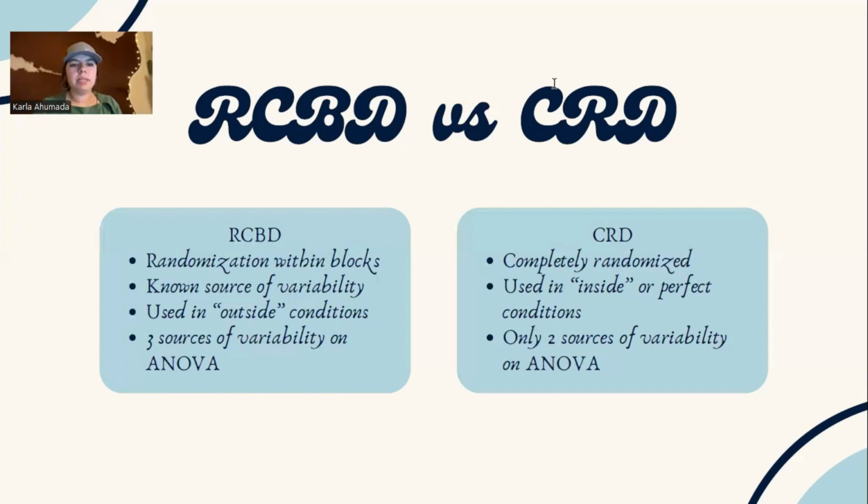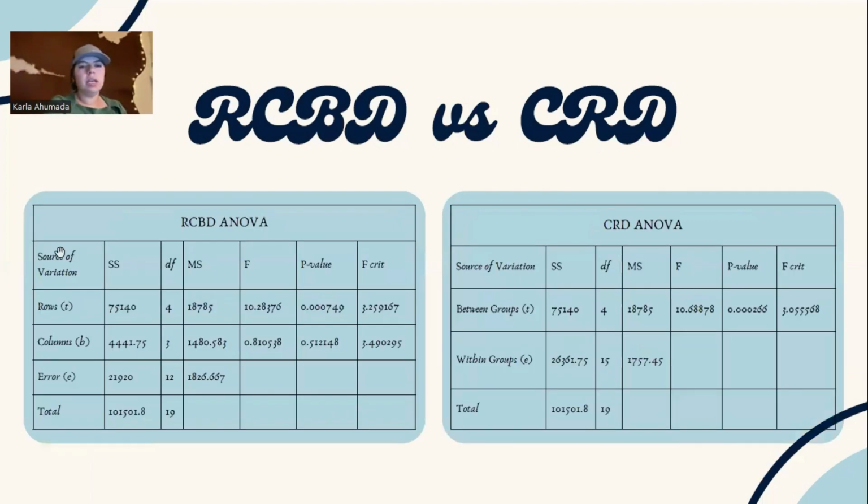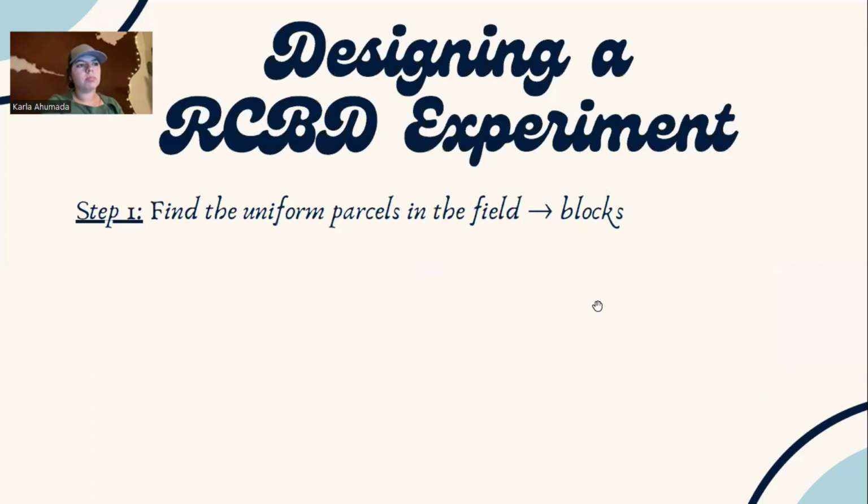And then for RCBD, once we check out their ANOVA table or the analysis of their data, you'll see that there are 3 sources of variability, again, because out in the world where it can't be perfect, it has more characteristics that might alter the data, whereas CRD only has 2. And we can check that out in this table, and you can see that the RCBD ANOVA has a treatment, a block, and a general error as a source of variation, whereas CRD only has 2, and that's the treatment and the general error. So let's get on to how to actually design the RCBD experiment.